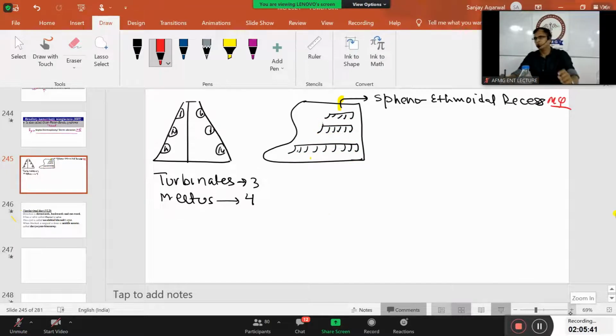Three terminals, four meatus. What is the most important thing we have on the meatus? The most important thing on the meatus are the openings of the sinuses. What is the opening of the sinus called? Ostia. This is the main thing in the meatus, ostia.